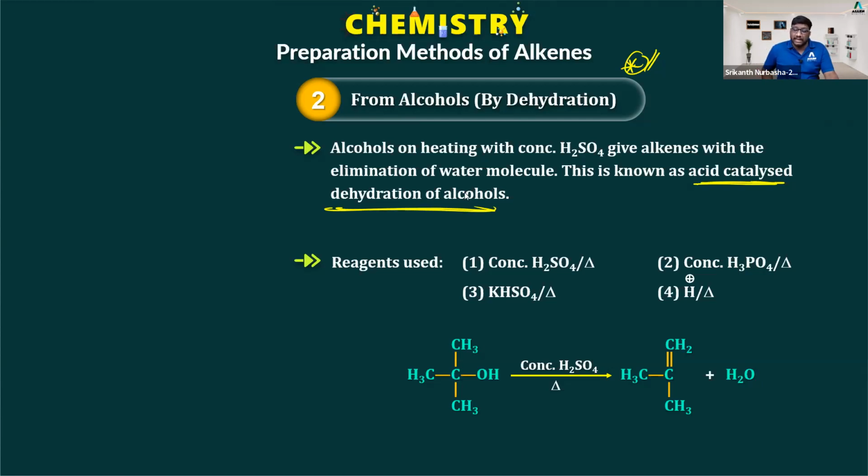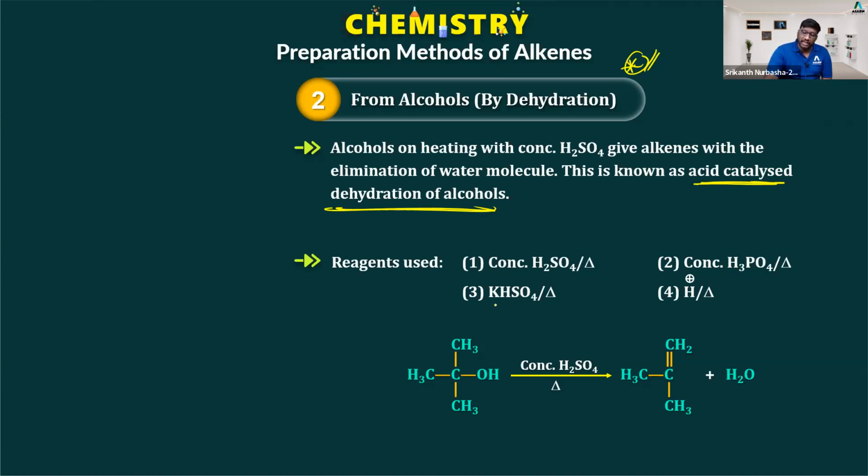Acid catalyzed, they are saying acid is used as a catalyst because the H⁺ ions used in the initial step are released back. Then only we can say the acid is actually catalyzing the reaction. If the H⁺ ion is used up in the reaction, it is not a catalyst, it is a reagent. We have to take it in stoichiometric amount. What are the reagents? Concentrated H2SO4 on heating, H3PO4 on heating, H⁺ on heating, or KHSO4 on heating.